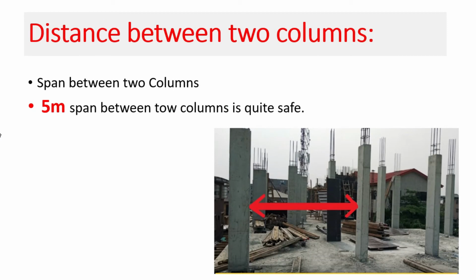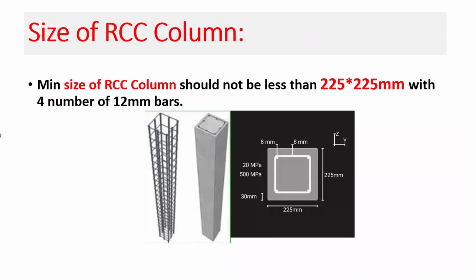The next important factor is the distance between columns. Normally a 5-meter span is allowed between two columns. That is quite a safe distance, and this is the minimum distance you can have between columns. However, the distance also depends on various factors: the length of the beam, the types of beams, and the conditions of loading. So there are a lot of factors that govern the distance between columns. However, for general specifications, a 5-meter distance is quite safe.